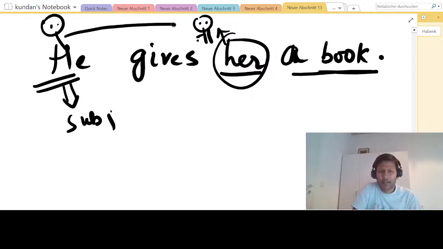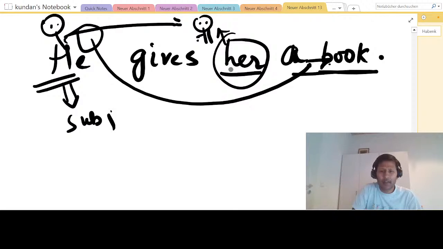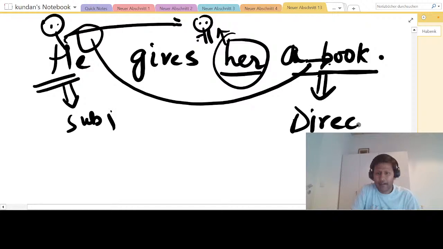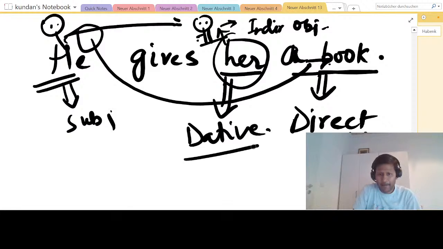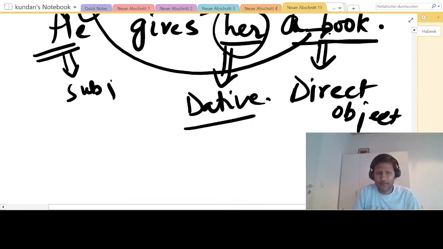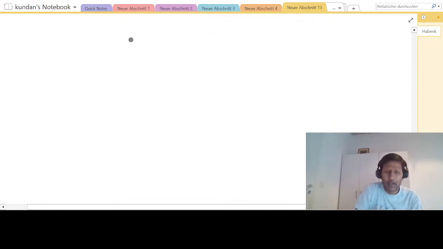This person is not what he has in his hand; the book is. So he is giving a book to her. So this book is the direct object, because that person holds the book. But now what he's doing with that book is giving it to the other person, this girl or woman, right? So this person becomes the indirect object. This we also saw in the last class. So this is dative. Okay, so now we saw three things: nominative, accusative, and dative.